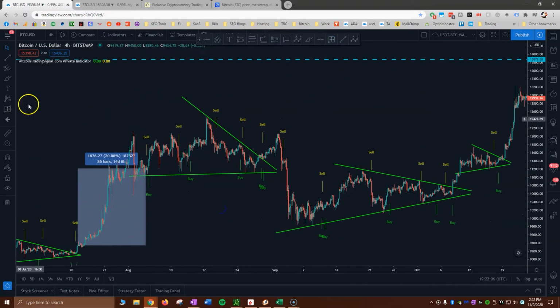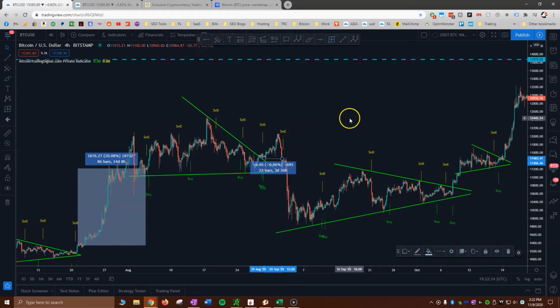Then here's another one, but here's an example of one failing. I mean, you could have made some profit on it, but if you would have waited until the actual sell signal, you would have pretty much broke even, 0.06%. So that's a break-even trade.